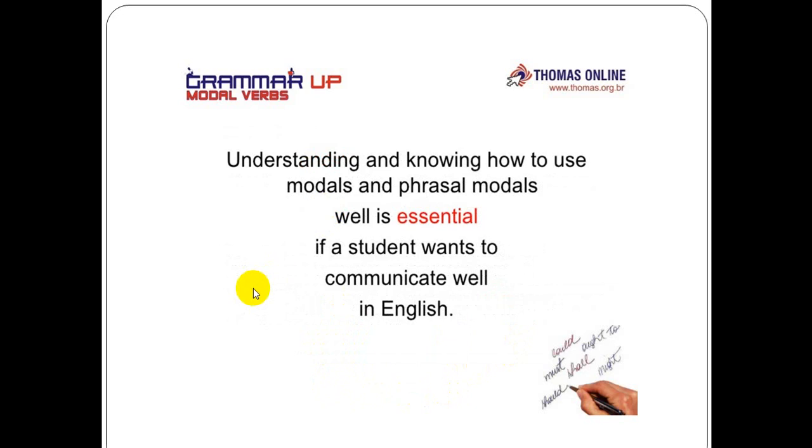Understanding and knowing how to use modals and phrasal modals well is essential if a student wants to communicate well in English. It is very important, if you want to communicate well in English.